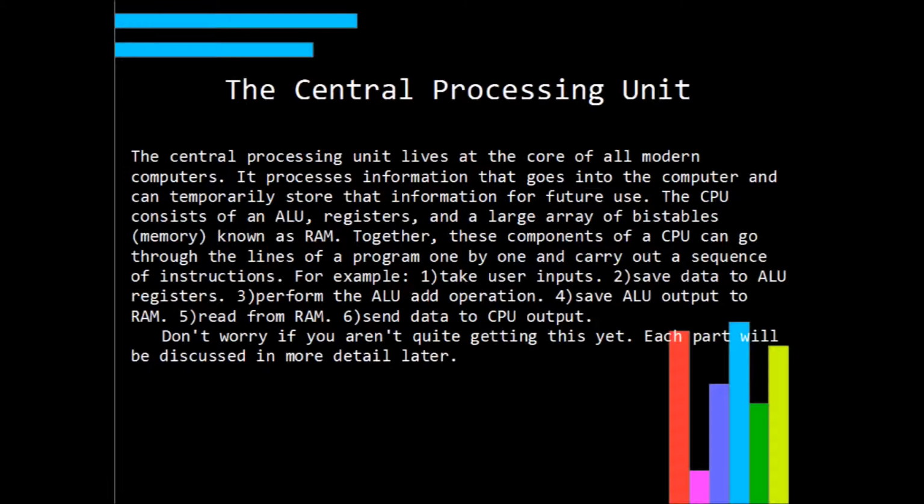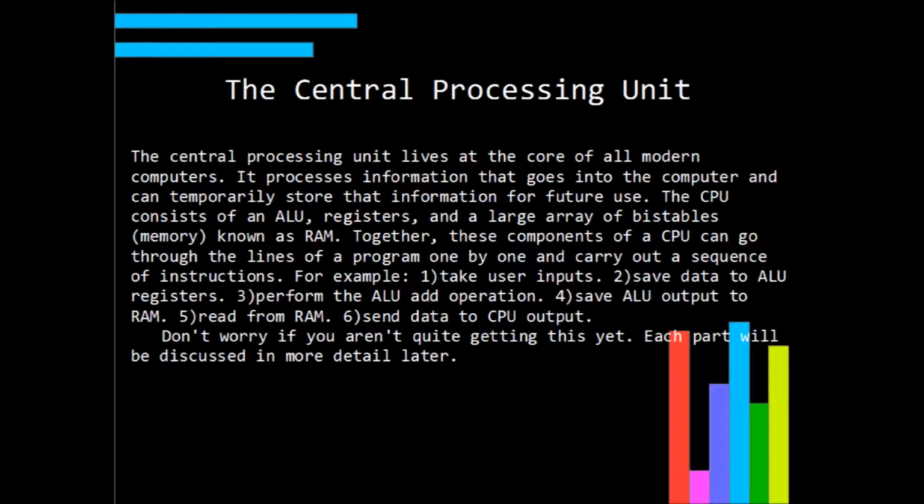Together, these parts of a CPU can go through the lines of a program one by one, and they can carry out a sequence of instructions. For example, the first instruction might be take some user inputs. The second instruction could be save those inputs to some ALU registers. The third instruction might be perform the ALU add operation, add the two numbers that you saved. The fourth instruction could be save the ALU output, so whatever you get out from adding, say you've added 5 plus 3, you might get an 8 out. Save that output to RAM.